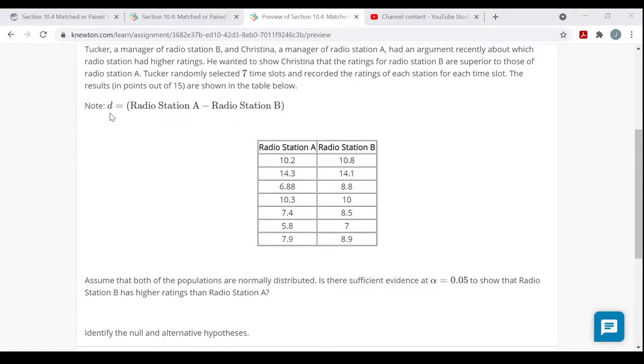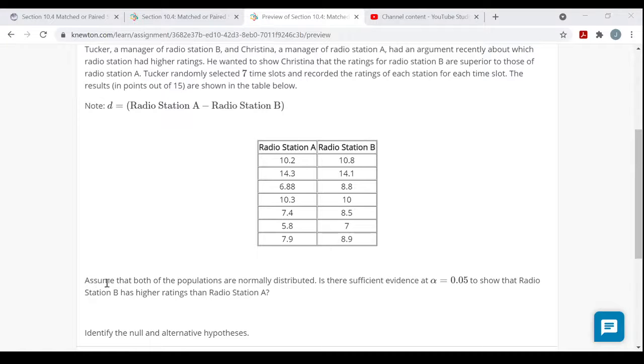And later when we take differences, because these are related to the same time slot, these are dependent samples, these are paired data. I can't switch the 14.1 and the 10.8 here because each pair of data is related to one time slot. And when we take differences, they want us to take the differences in ratings for radio station A minus the rating for radio station B.